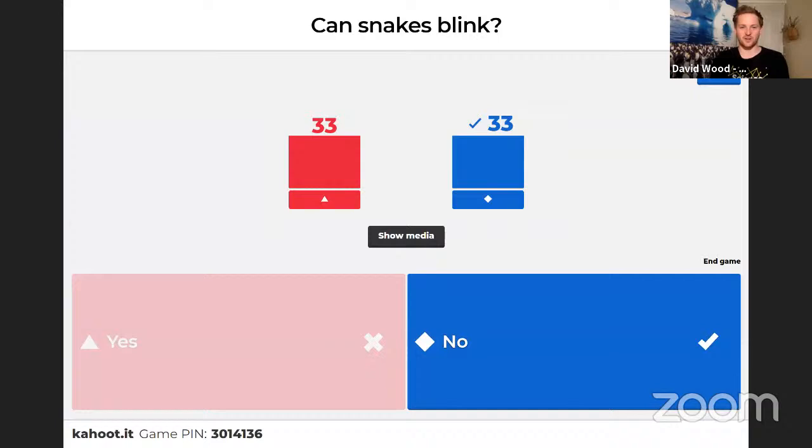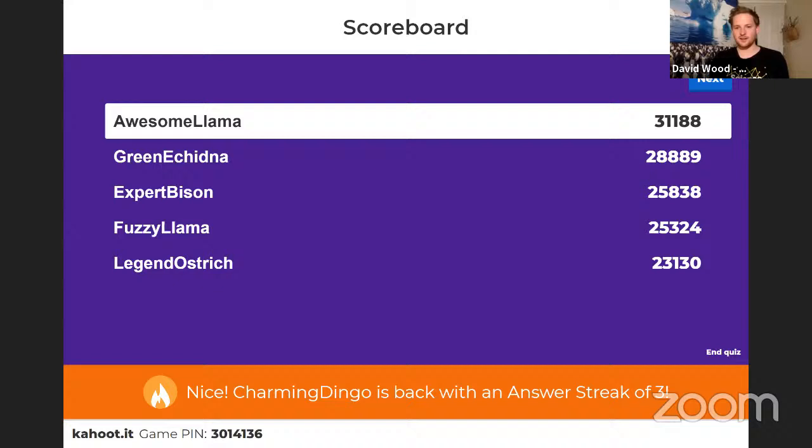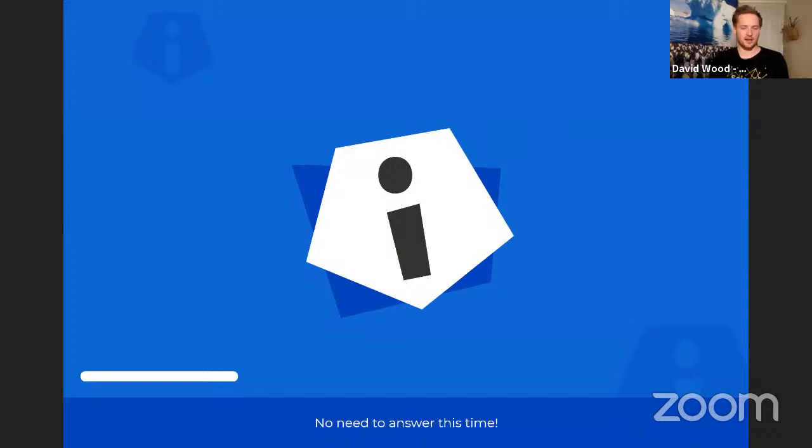Snakes lack eyelids, unlike their lizard cousins who do have eyelids. So they cannot blink. They do have an eye cap, however, that they shed.